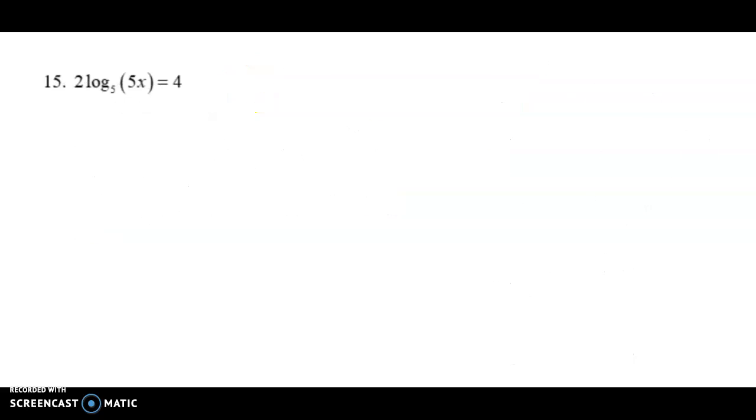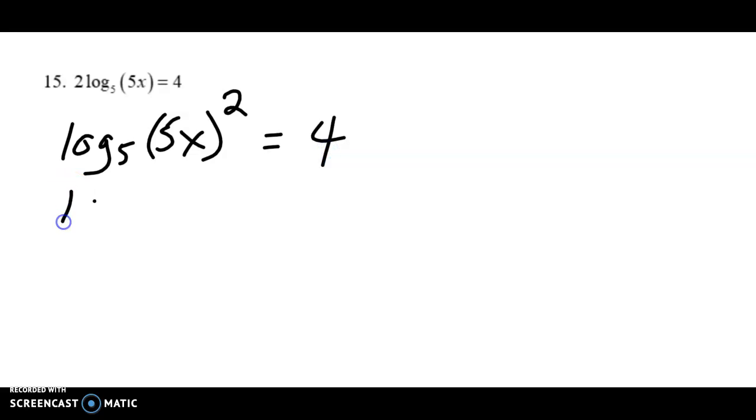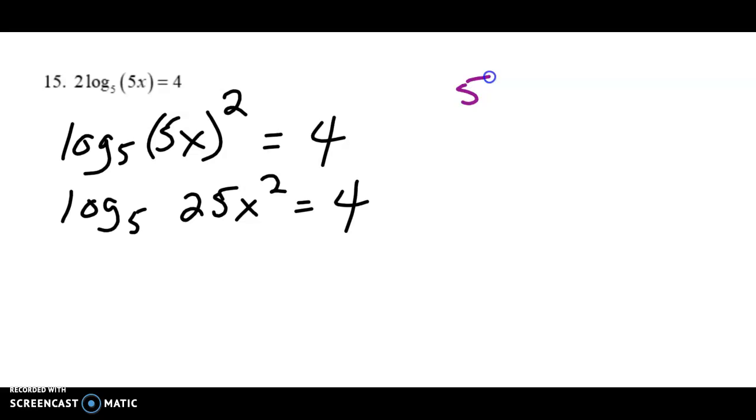All right, so let's try another one. Same type of problem. You can see some properties involved there. You have your power property here. Again, we have a log on this side, but we do not have a log on that side. So that means I'm going to have to convert this to exponential in order to solve. So use your property. We're going to take log base 5, 5x to the second power. So simplifying that out, you get log base 5, 25x squared. Now going to be equal to 4. Don't have a log on that side, so converting it to exponential, my base is going to be 5. The exponent is going to be 4. And the argument is going to be 25x squared.